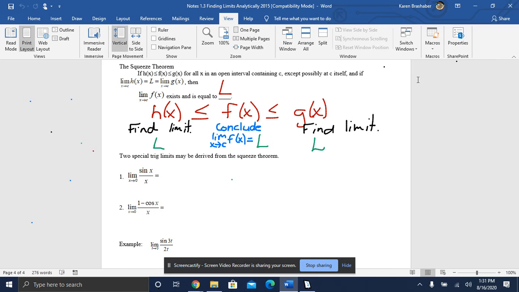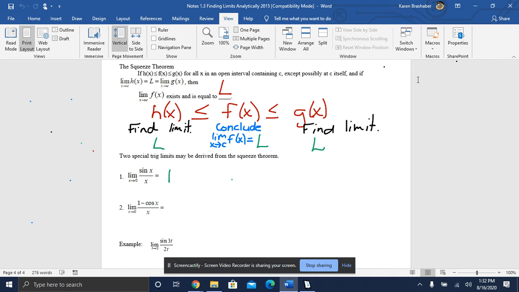Now, because the squeeze theorem is true, that lets us have two special trig limits that I will want you to memorize. And they're just going to kind of come up out of the blue. So you're going to have to remember these. So this is the limit as x approaches 0 of the sine of x over x. And that limit is 1.